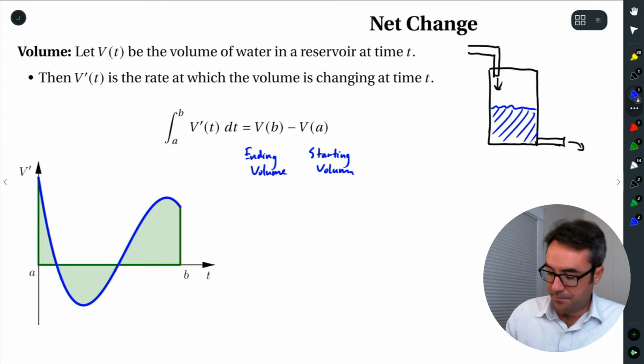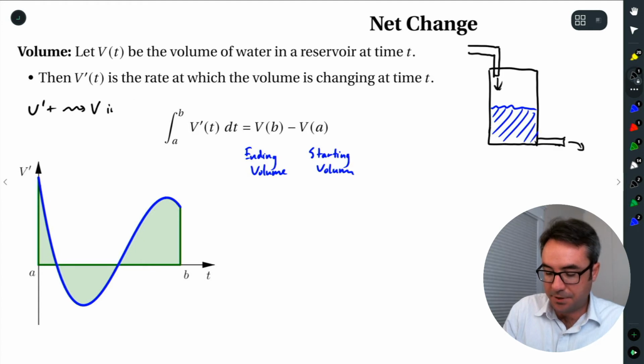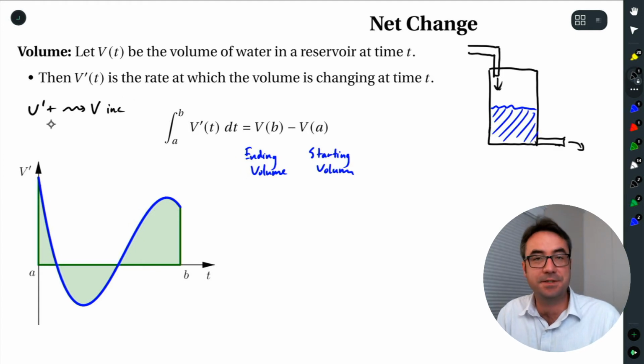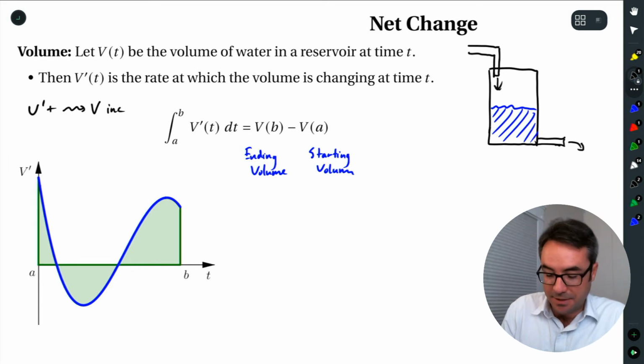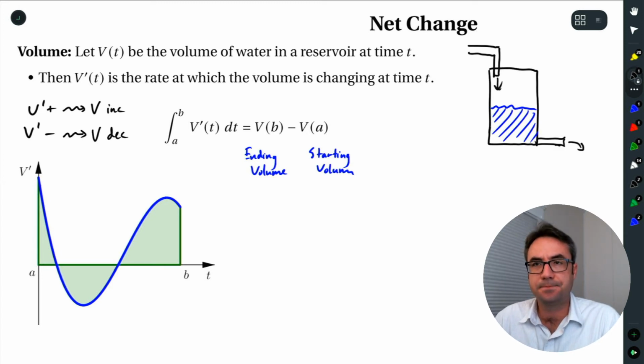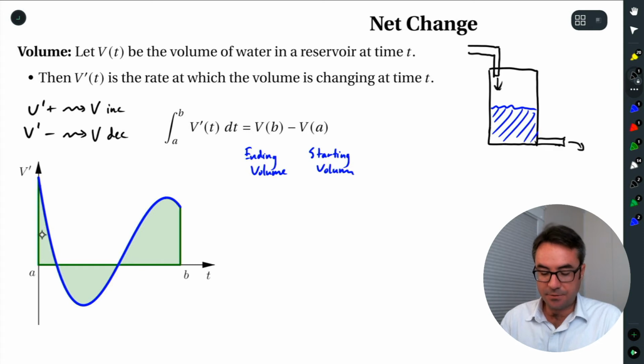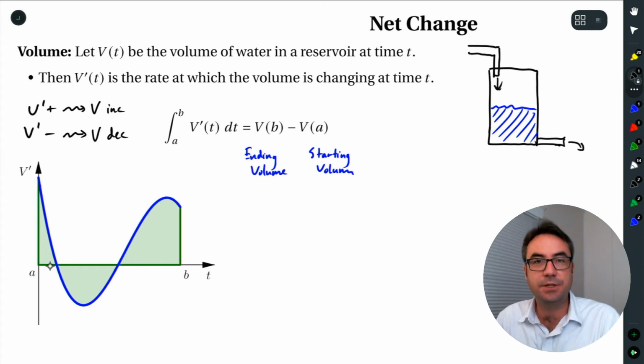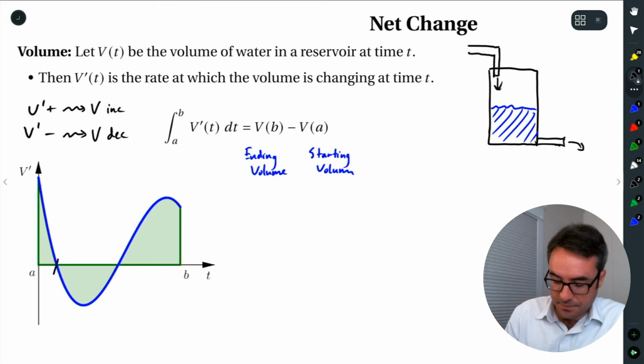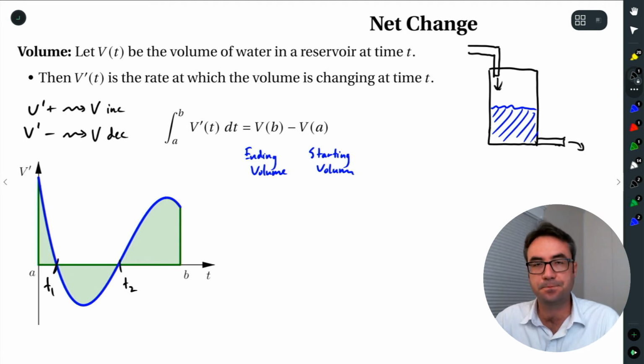All right, so V prime positive means our volume is increasing. This is nothing new. We've looked at this in our optimization section. When V prime is negative, what does that mean? Well, it means our volume is decreasing. All right. But now let's think of it in terms of these regions under the curve. So let's call this right here T1, and we'll call this T2.